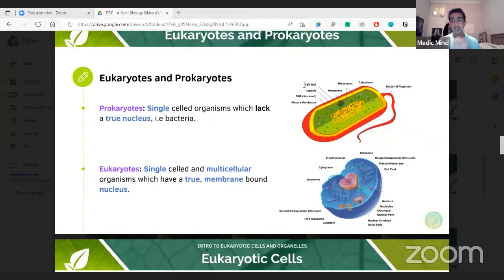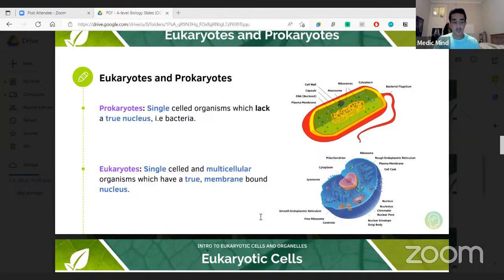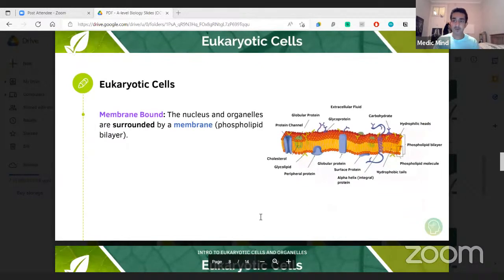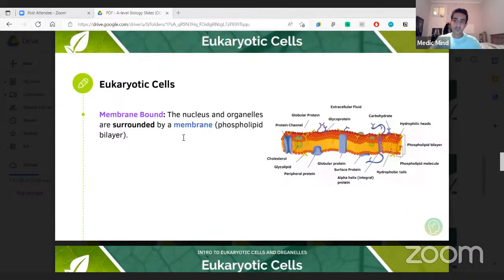The membrane that binds the nucleus makes transcription essential because it means the DNA cannot leave the nucleus and cannot be directly translated into proteins. It has to be converted into mRNA first because the DNA is too large to leave through the nucleus. A membrane-bound organelle is another key term. It's an organelle that is separated from the cytoplasm by its own membrane.